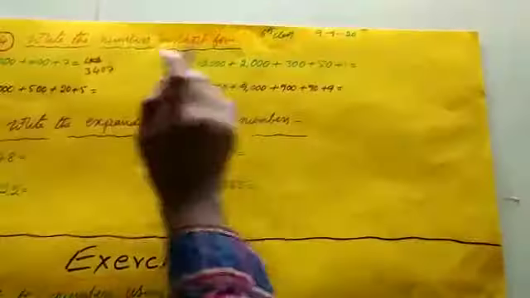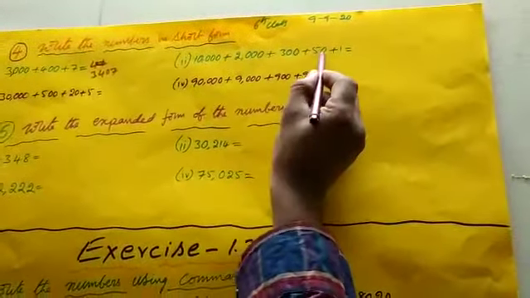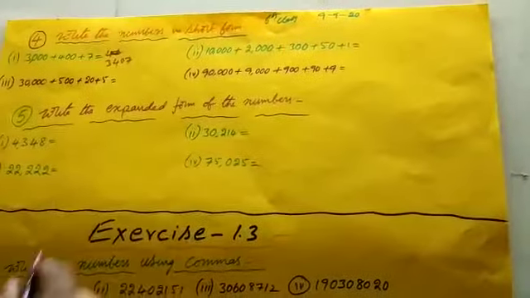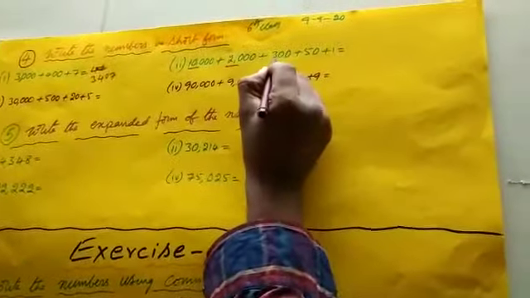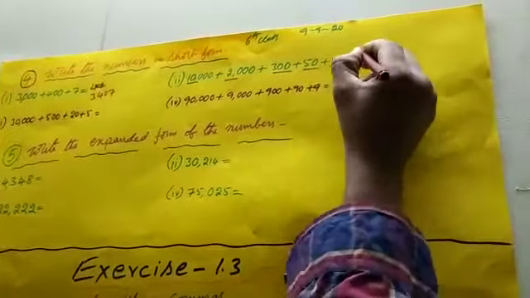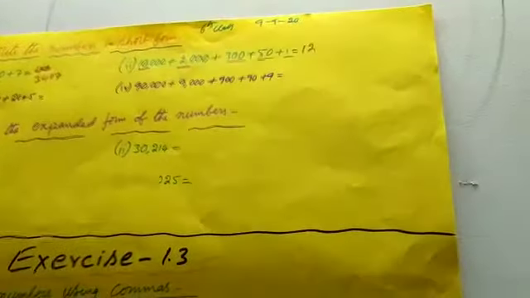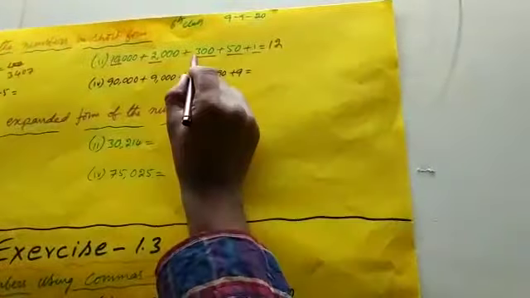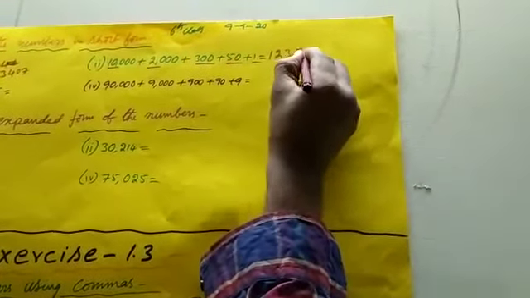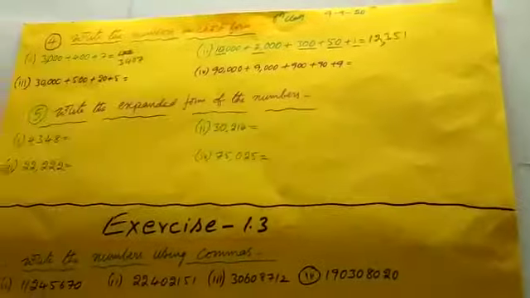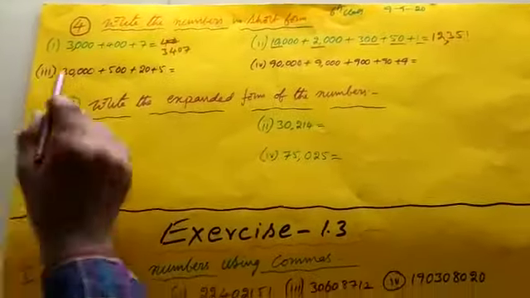See, 10,000 plus 2,000 plus 351. Therefore, 10 plus 2 is 12, and 351 is ones, tens, hundreds. This is 12,351. Next, go to the third sum.